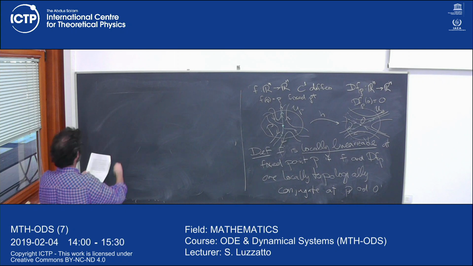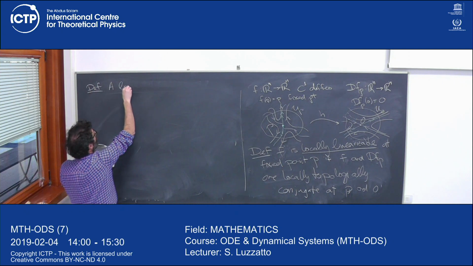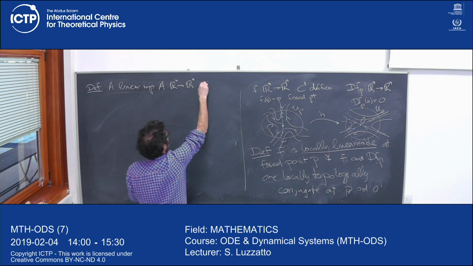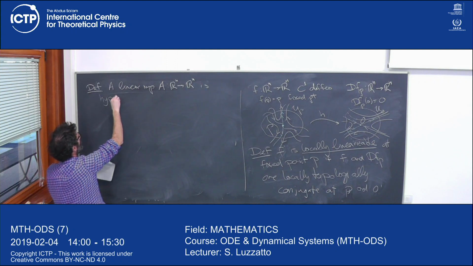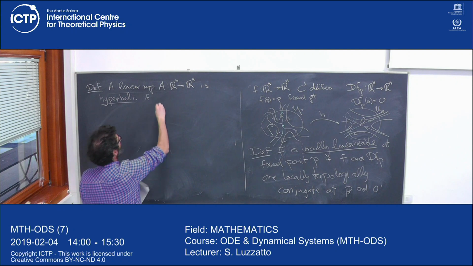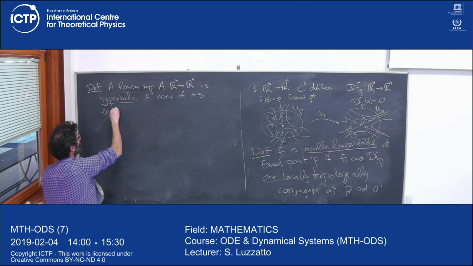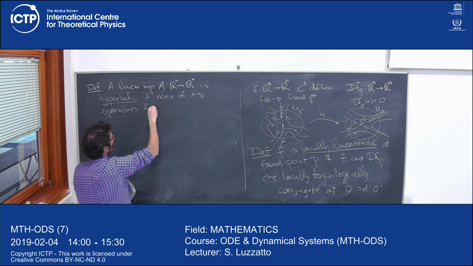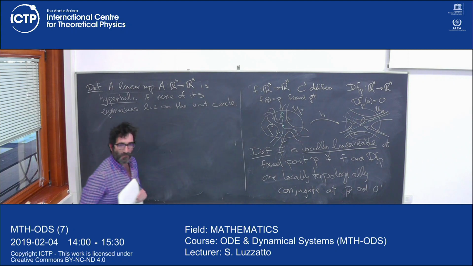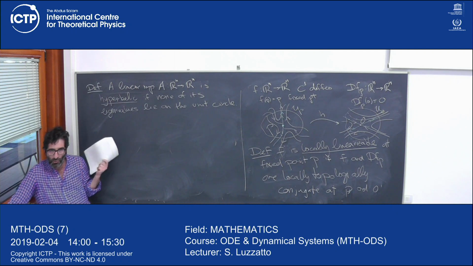So let me give another definition. Say a linear map A from Rn to Rn is hyperbolic if none of its eigenvalues lie on the unit circle. This is a generalization of hyperbolicity of fixed points in one dimension. Do you remember? Do these two definitions match?